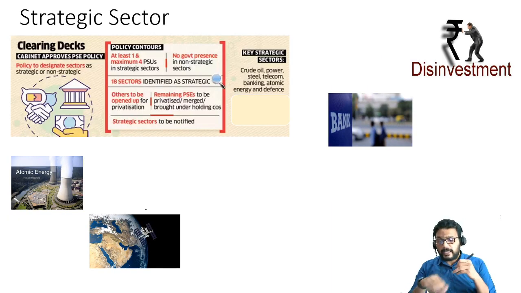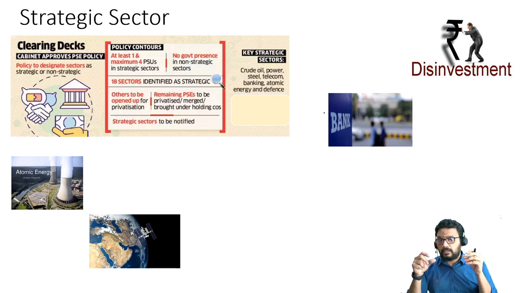So government has come with a very important strategy, that is identifying a few strategic sectors. So what are those strategic sectors? Strategic sectors are those sectors which have a key role in our economy. That means crude oil, power, steel, telecom, banking sector, transportation, clearing, insurance and financial services are all part of the key strategic sectors.